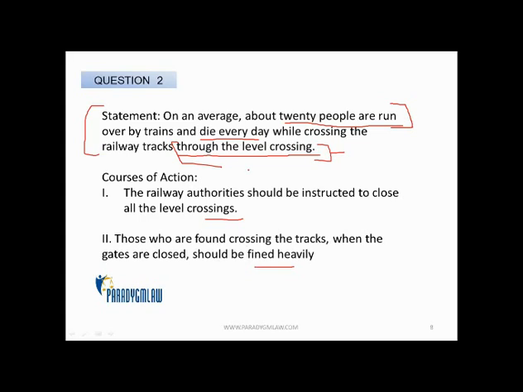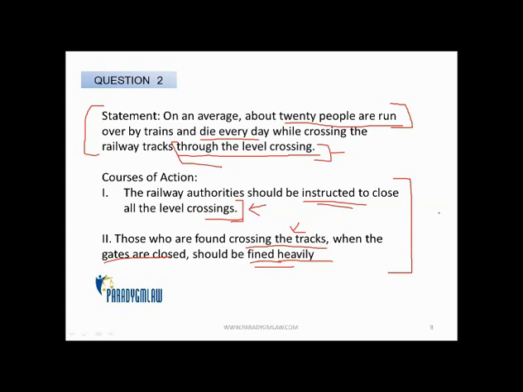So one, at an administrative level, you make sure that this is done, that you are instructing your employees, you're instructing the guard at the level crossing that he must ensure that the gates are closed. Secondly, those who are found crossing the tracks in spite of the gates being closed, they should be fined, and they must be fined heavily, because if it's a light fine, then probably they tend to do this again. So then to prevent that, you fine them heavily. At an administrative level, yes, this makes total sense.